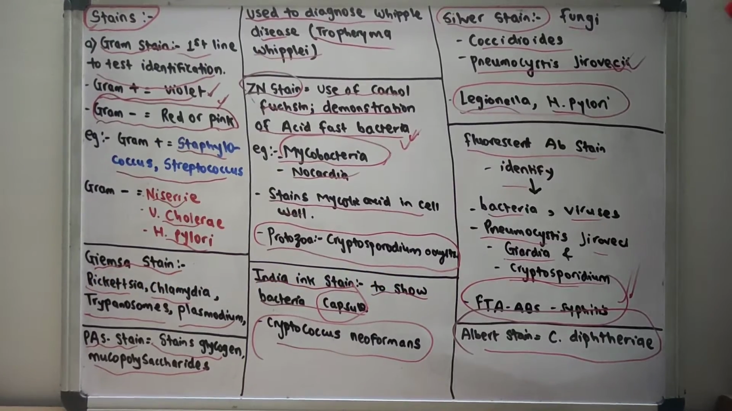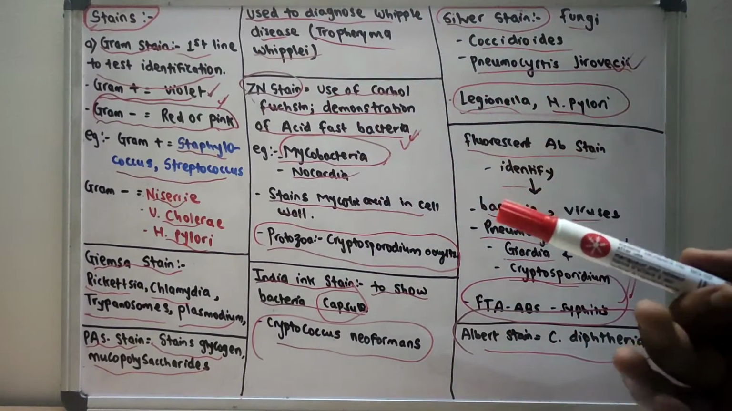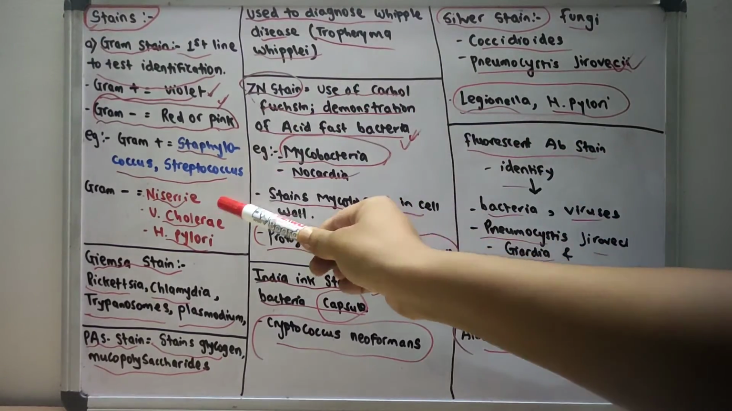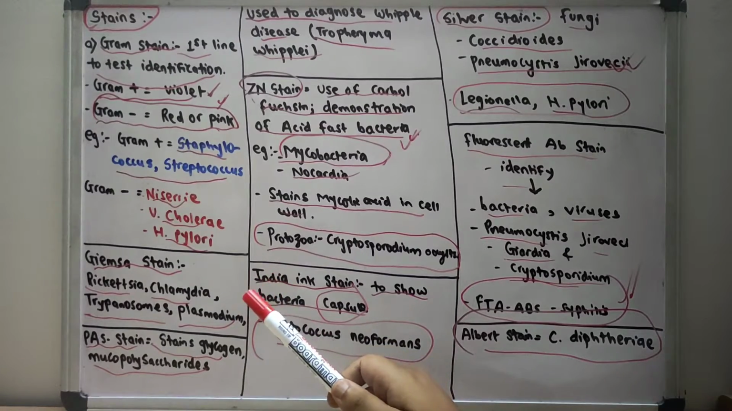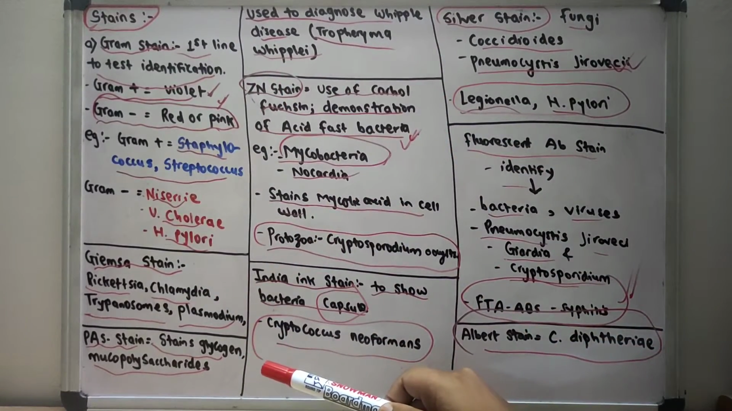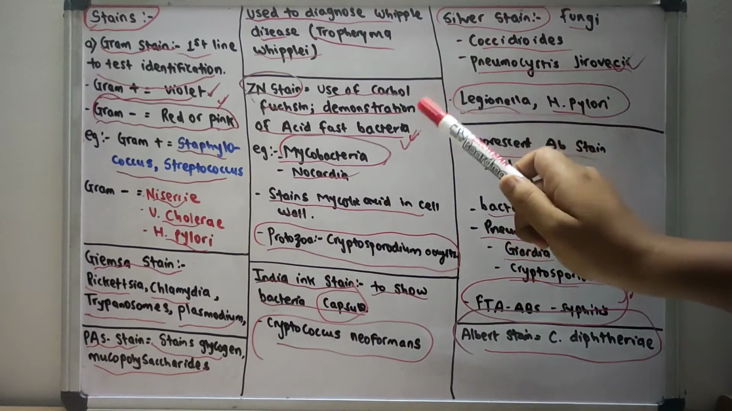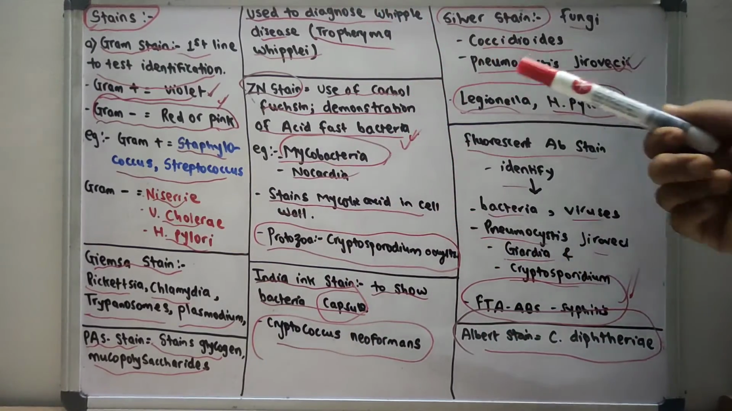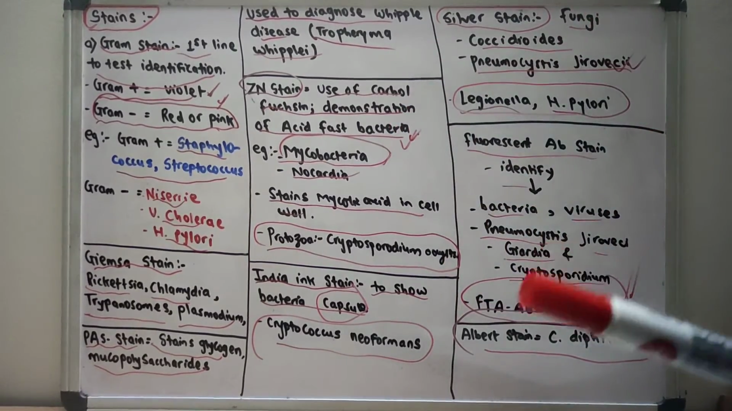So we talked about the various bacterial stains. We talked about the Gram stain, which will differentiate between the gram positive and the gram negative bacteria. We talked about the Giemsa stain. It will demonstrate the tough bacteria like Rickettsia and Chlamydia and trypanosomes and various other parasites like Plasmodium. We also talked about the periodic acid Schiff stain. We talked about the ZN stain that will demonstrate the acid fast bacteria, an important example of which is mycobacteria.